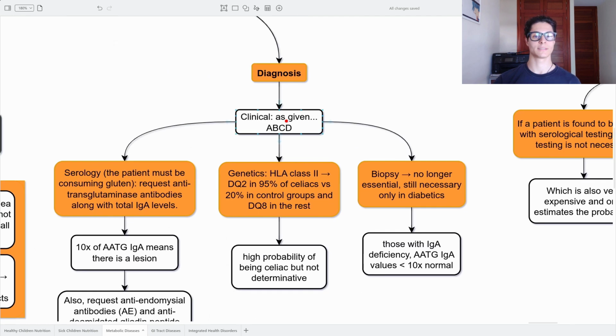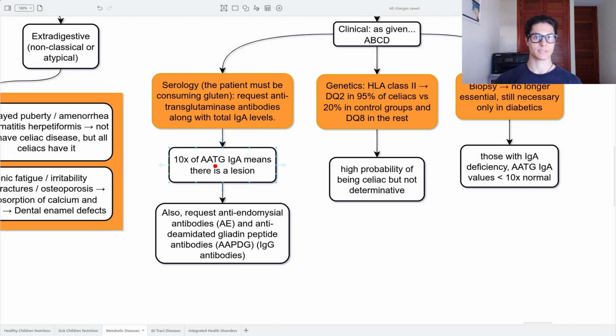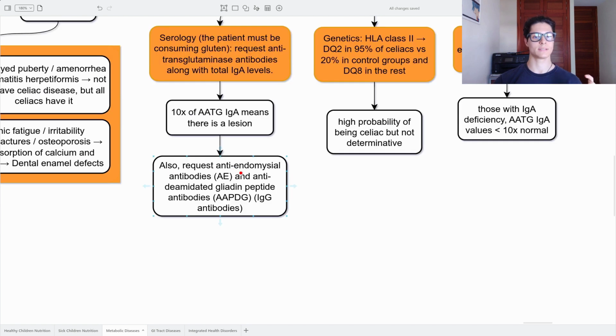Diagnosis: clinical as given ABCD, anthropometry, biochemistry, clinical, and diet. Serology: the patient must be consuming gluten to do a serology test, and it requires a transglutaminase antibody along with the total IgA levels. And when the serology tests give us a result of 10x of AATG, AGA, it means that there is a lesion in the epithelium. Also request anti-endomysial antibodies, AE, and anti-deamidated gliadin peptide antibodies. These are the IgG antibodies, for example.